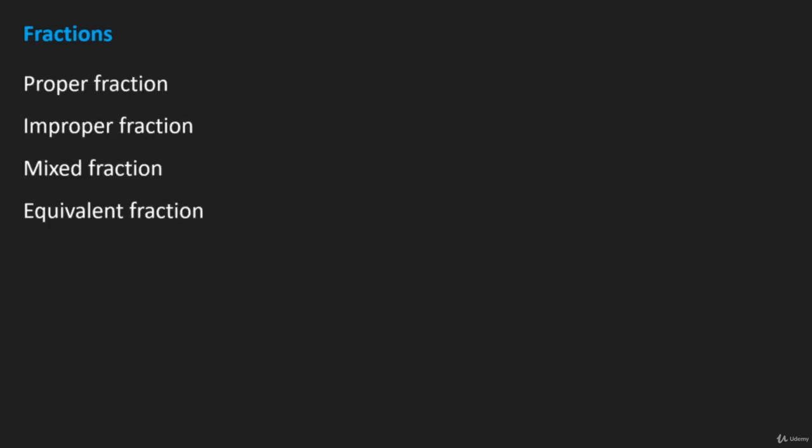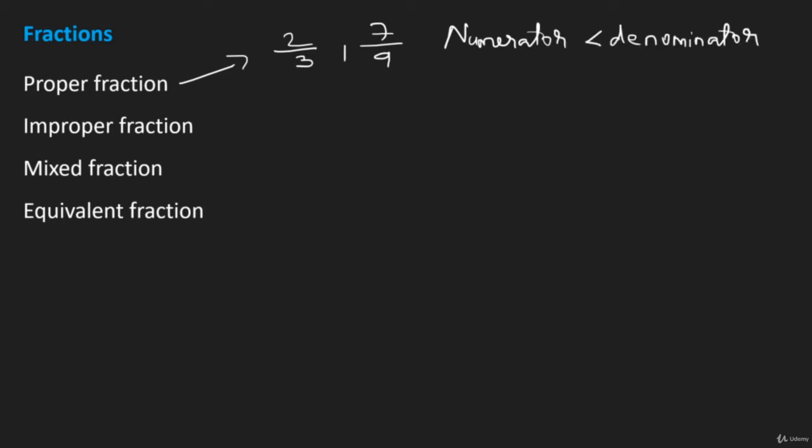So what are proper fractions? Let's take a few examples. Say 2 by 3 or 7 by 9. These are all proper fractions. You can see that in these cases, the numerator is less than the denominator. So you'll see that 2 is less than 3, 7 is less than 9. These type of fractions are called proper fractions.